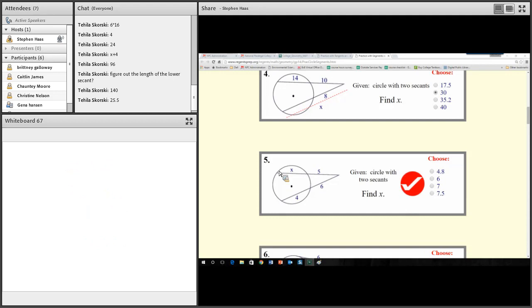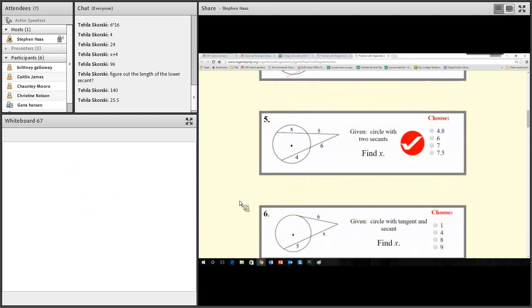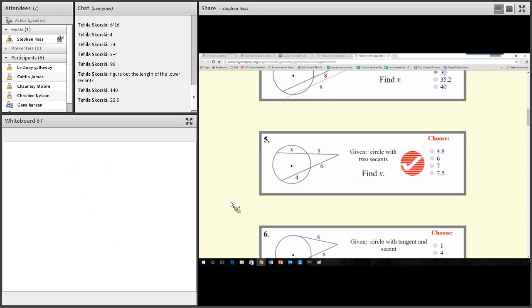Now we've got a circle with two secants again. Same basic question. We should be good at this by now. Who can help me do this one?